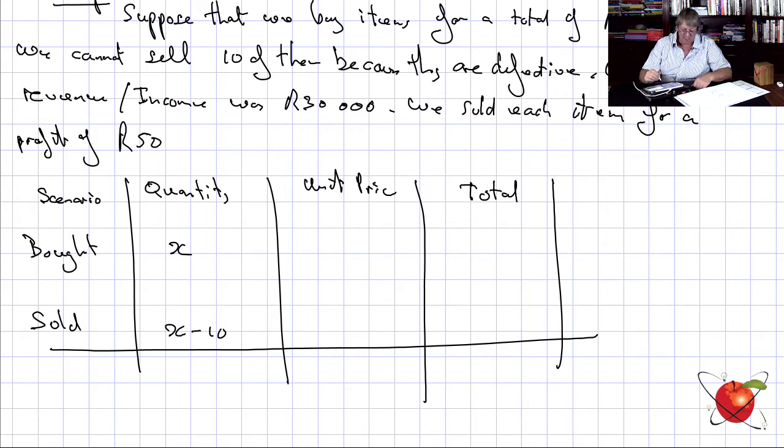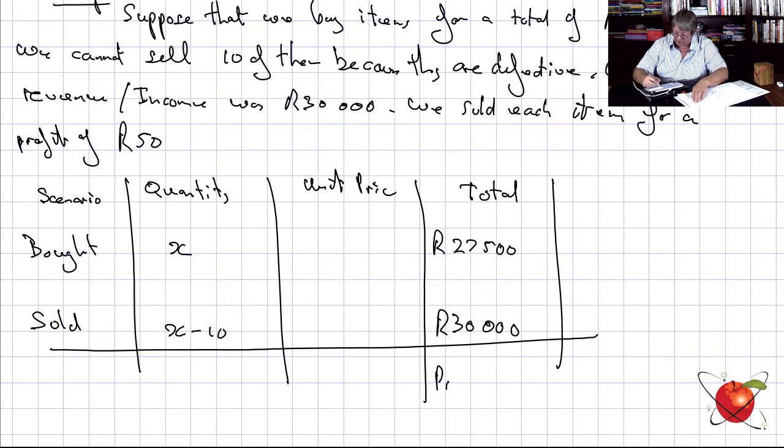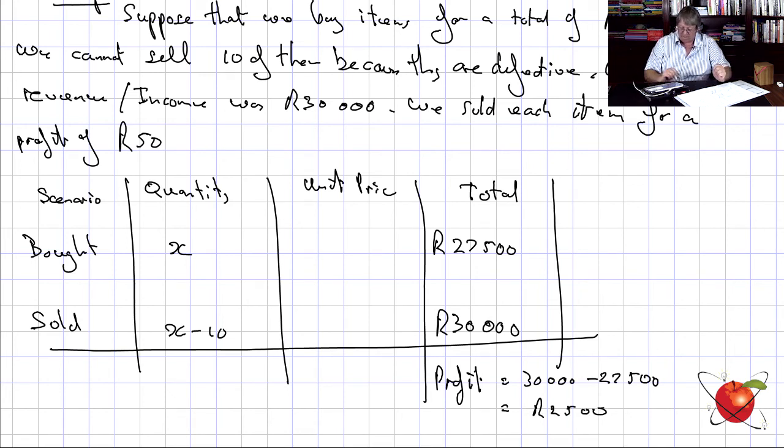Okay. The next thing, the unit price. Oh, we don't know that, but we know the amount, so let's fill in 27,500 over there, 30,000 over here. Therefore, we can always work out the profit: 30,000 minus 27,500 is going to be equal to 2,500. Okay? Now, let's have a look.